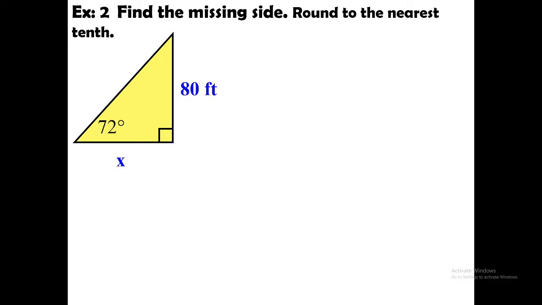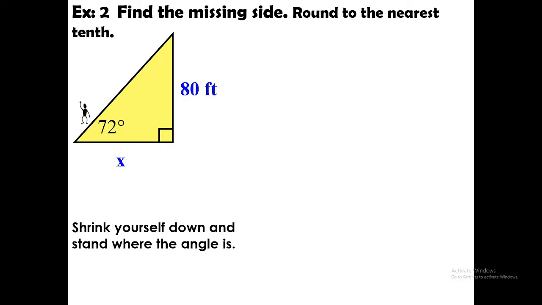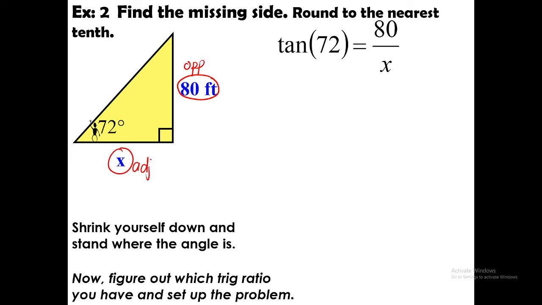Over here, find the missing side. So with respect to the angle 72, what is 80? Opposite, sir. Opposite again. And what is x? Adjacent. Adjacent again. Okay? So what function are we going to use? Sine, cosine, or tangent? Tangent, sir. We will use tangent again because it is opposite and adjacent. So 80 over x. This time, we are going to be solving for x.